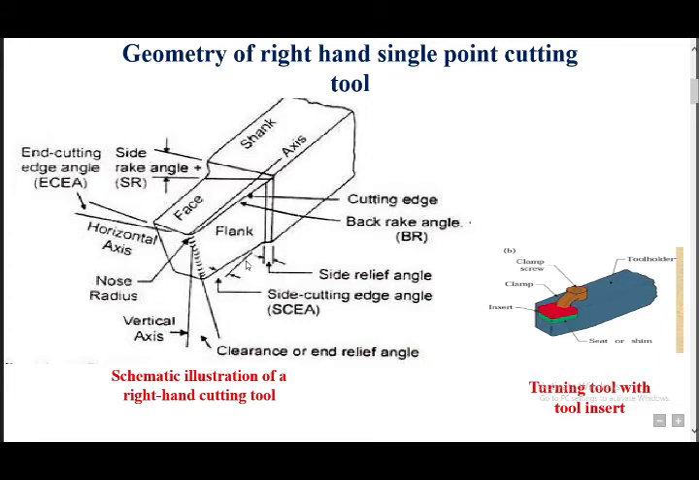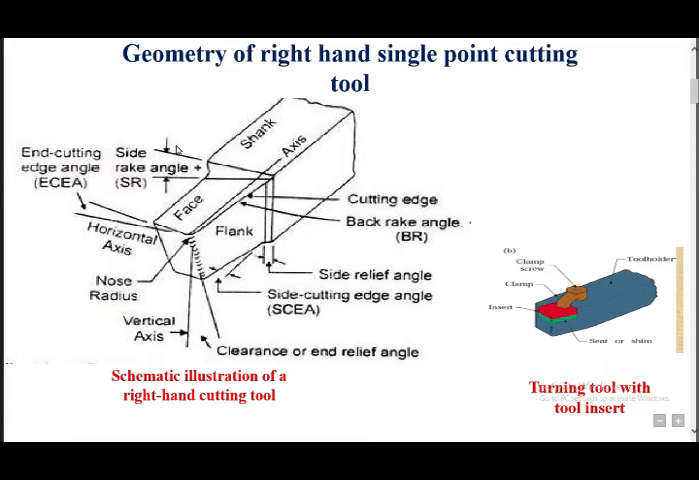Top rake angle. What is the top rake angle? It is also called the back rake angle, and it is the slope given to the face or surface of the tool. This slope is given from the nose along the length of the tool. And next, side rake angle. The side rake angle is the slope given to the face or top of the tool. This slope is given from the nose along the width of the tool. These rake angles help the easy flow of chips.